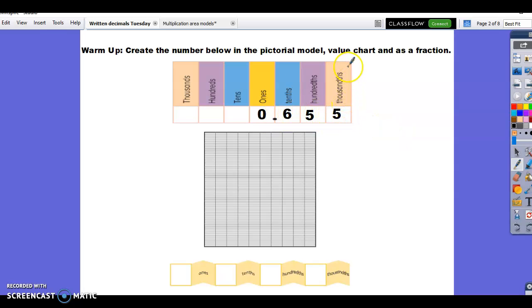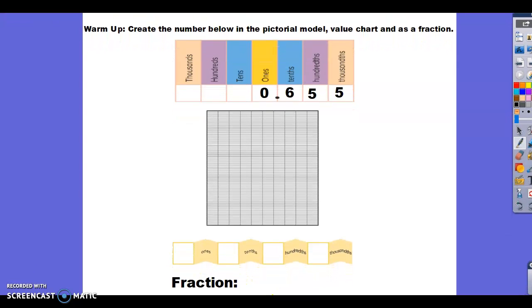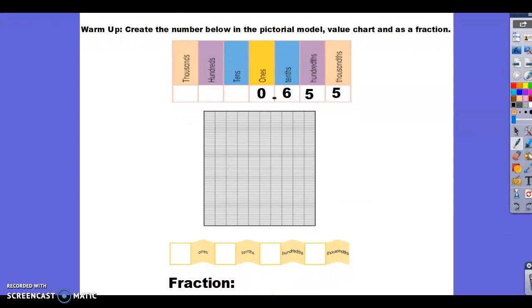So this number that is in the place value house reads 655 thousandths. So take a moment, pause the video here, and see if you can shade in the pictorial model, add those numbers in the place value homes, and create the fraction for this as well. So pause the video here and see if you can do that for me.